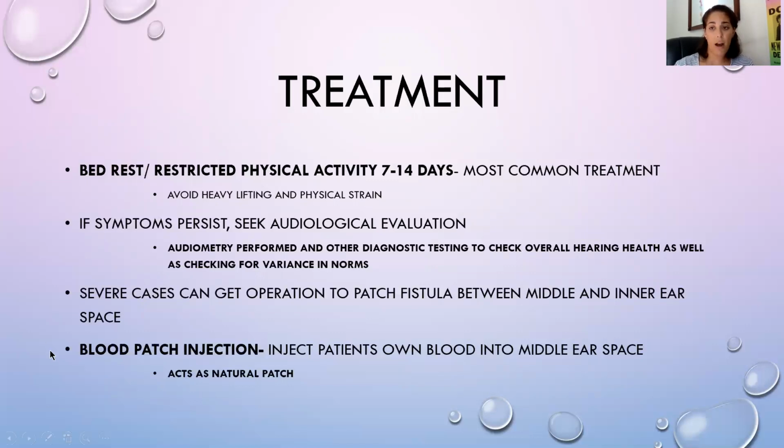Severe cases can get operated on. They will patch the middle ear and the inner ear. A blood patch injection is the method they now use, which takes the patient's own blood and inserts it into the middle ear canal in order to patch the area naturally. It reminded me of the vampire facial, which I'm not sure if anyone is familiar with, but I thought it was really freaky because it makes sense. You're using your own stuff to heal, and it's probably the best way to get it done, but at what cost?